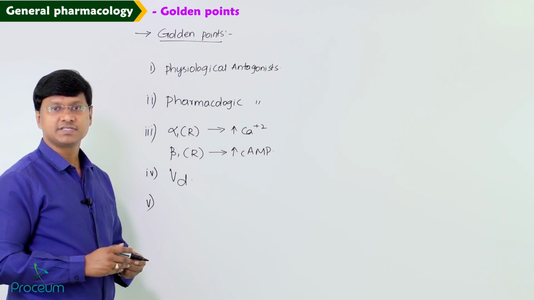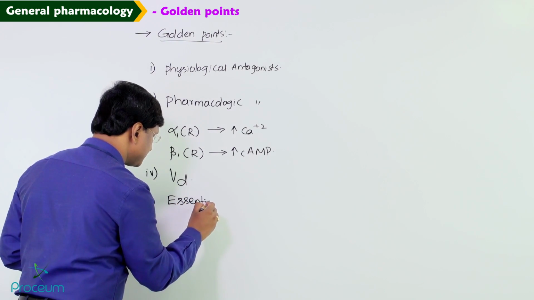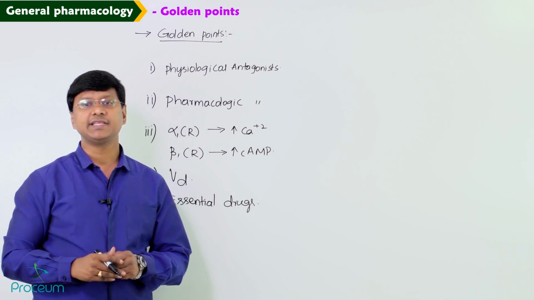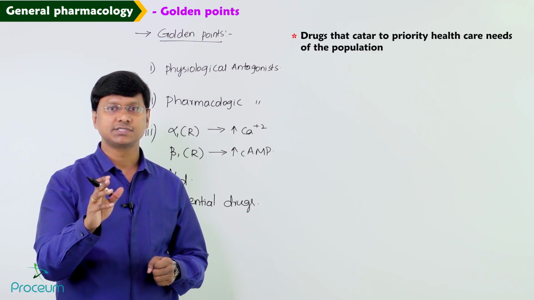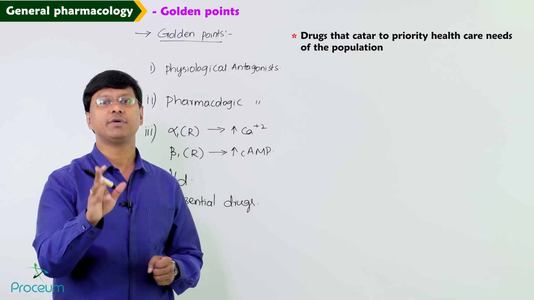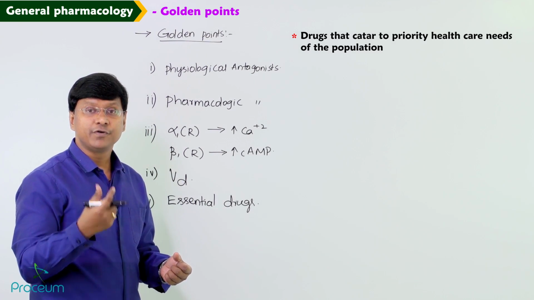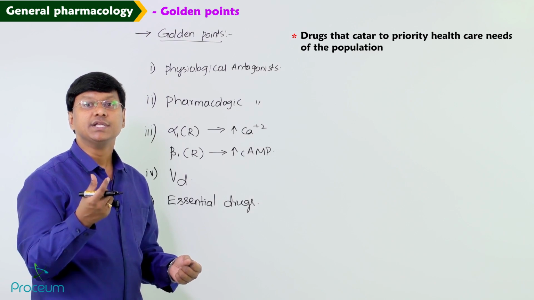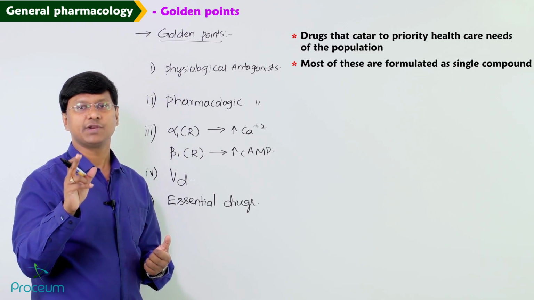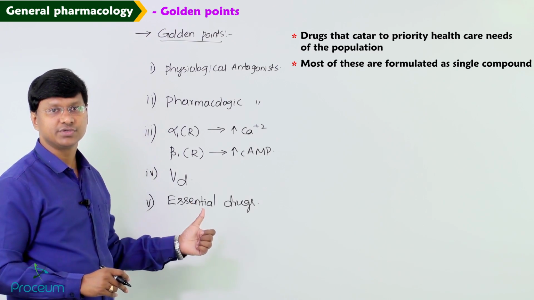Next we have discussed what are called the essential drugs, right? Essential drugs or the essential medicines. Essential medicines are the drugs that cater to priority healthcare needs of the population. So essential drugs are those drugs that are used to cater to the priority healthcare needs of a population, and most of these are formulated as single compounds. That is your essential drugs.